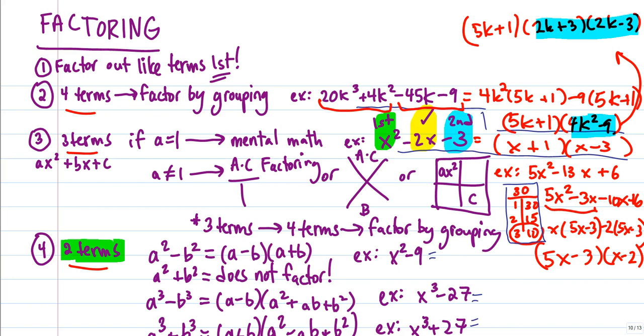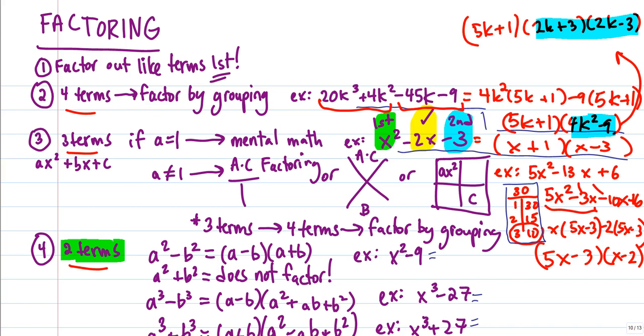Basically, what did we do? We went from 3 terms to 4 terms. Why did we want to split this middle term? Well, when it's 4 terms, I can factor by grouping, and it's a lot easier, okay? So that's really my favorite approach when the a is not a 1, is to use that AC method, factor by grouping.